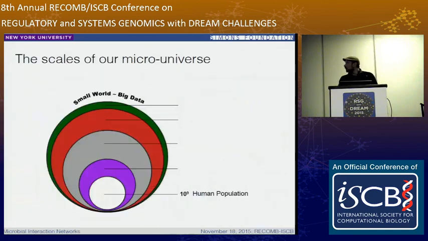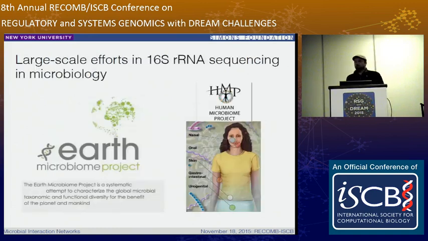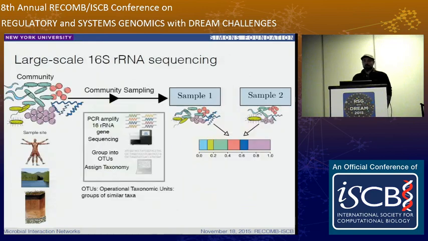Okay. All right. So as many of you may know, the scale of our micro-universe is quite impressive. So if this is the number of human population, we are vastly outnumbered by microbiota. And the number of bacteria and viruses on this planet vastly exceeds the number of stars in the universe. And since about 10 years or so, we can actually access this large amount of bacteria using large-scale sequencing efforts, such as the Earth Microbiome Project and the Human Microbiome Project that uses 16S RNA sequences to find out what's in all these different habitats that surround us.